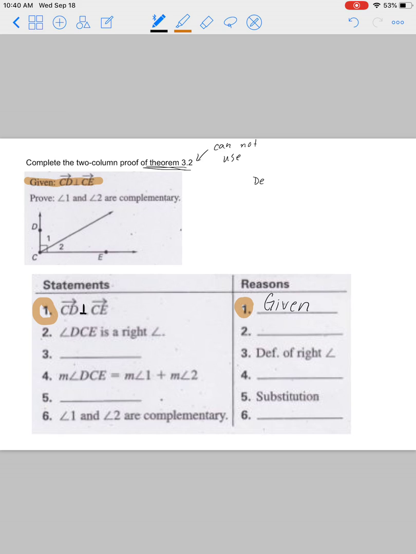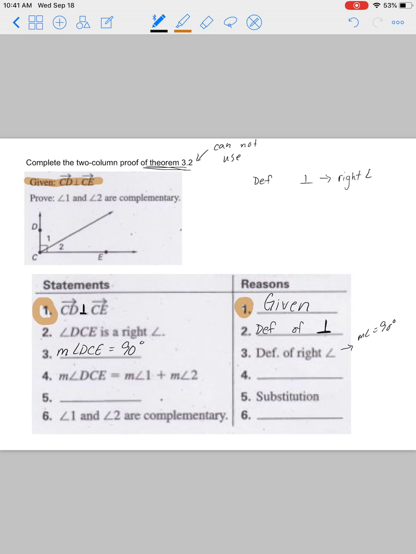So remember, we have a definition that says perpendicular gives us a right angle. So this is the definition of not right angle, but perpendicular. The next one says we need to use the definition of right angle. So this one tells us that the measure of the angle is 90 degrees. So that means the measure of angle DCE is 90 degrees.